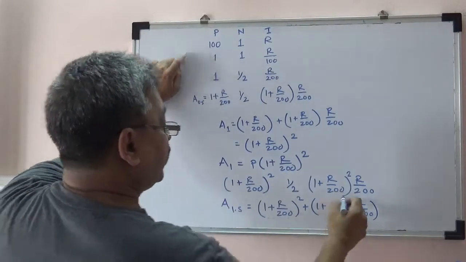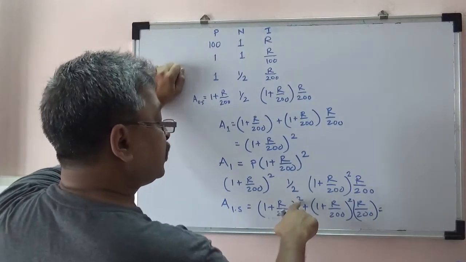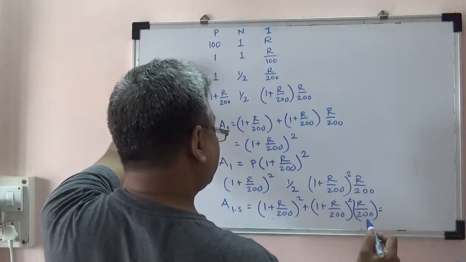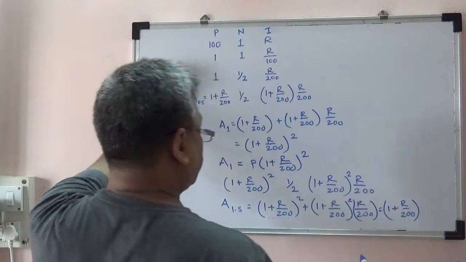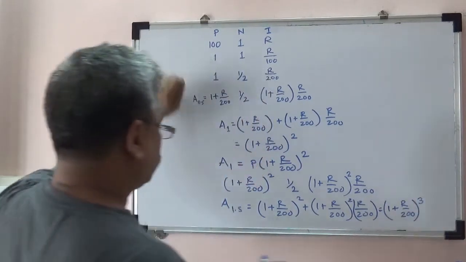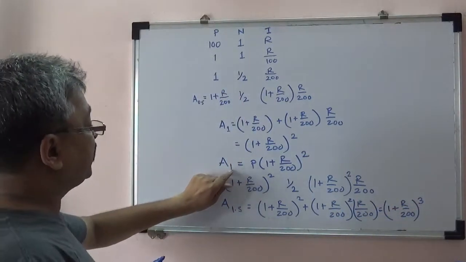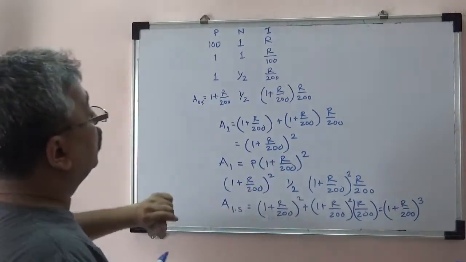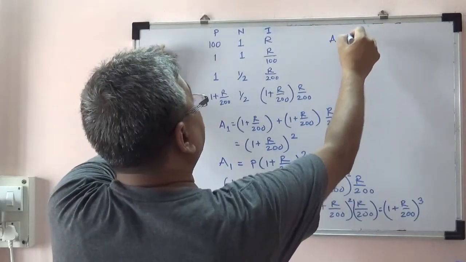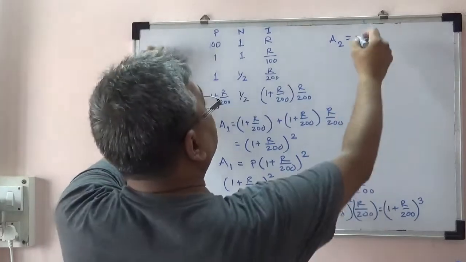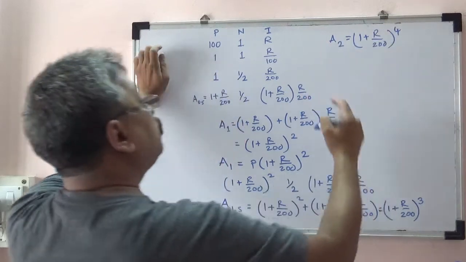So that will be square here, and hence what we will get eventually is, if we take 1 plus R by 200 square out, I will get 1 plus R upon 200 raised to 3. So if my suffix is 1.5, I get power 3. If my suffix is 1, I get power 2, right? And that is how it will go. So if you find out A2, which you should do yourself, it will be 1 plus R upon 200 raised to 4 for 1 rupee principal.